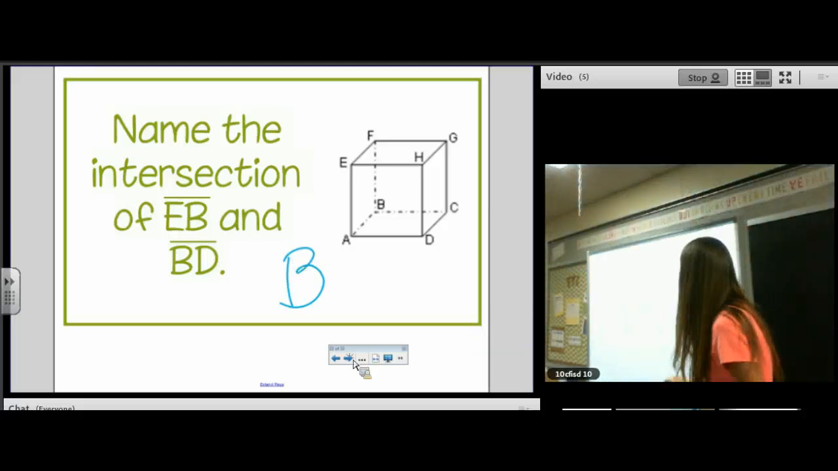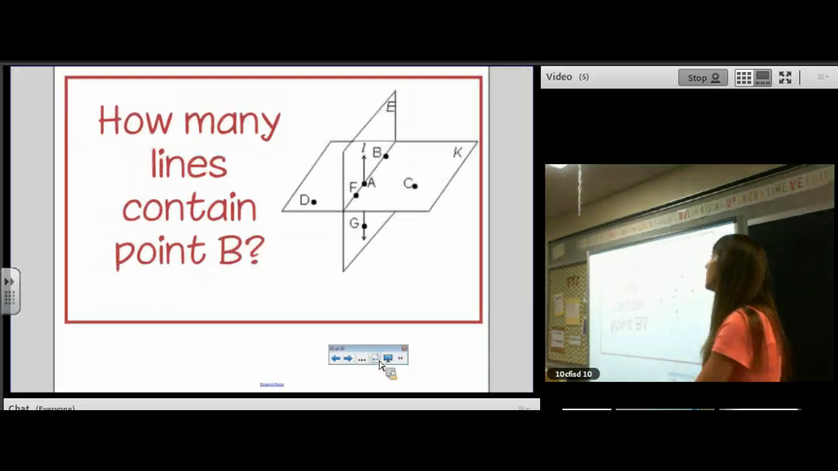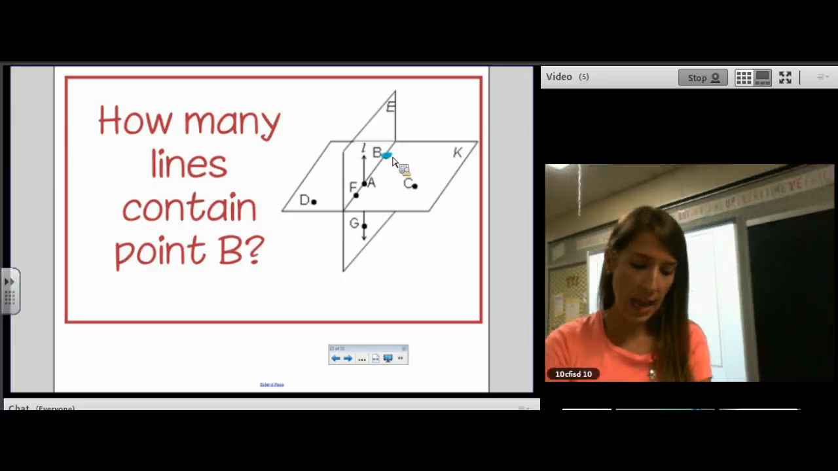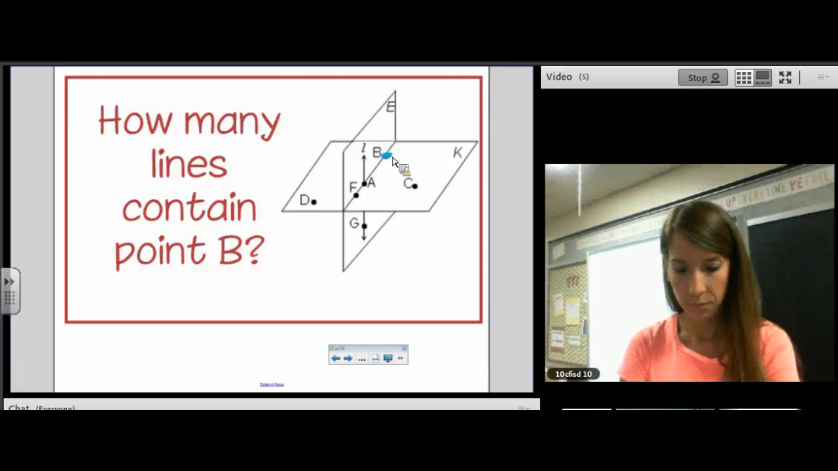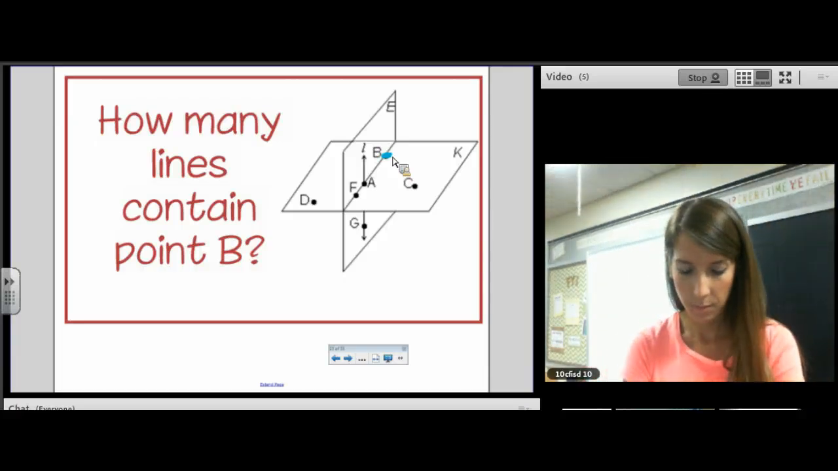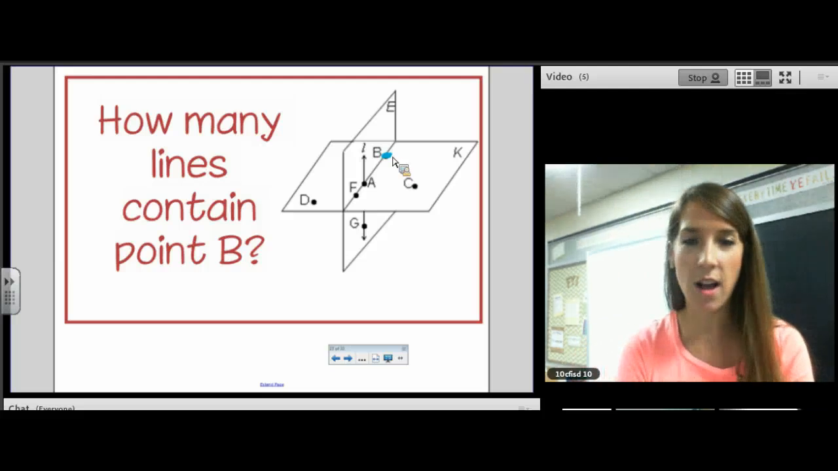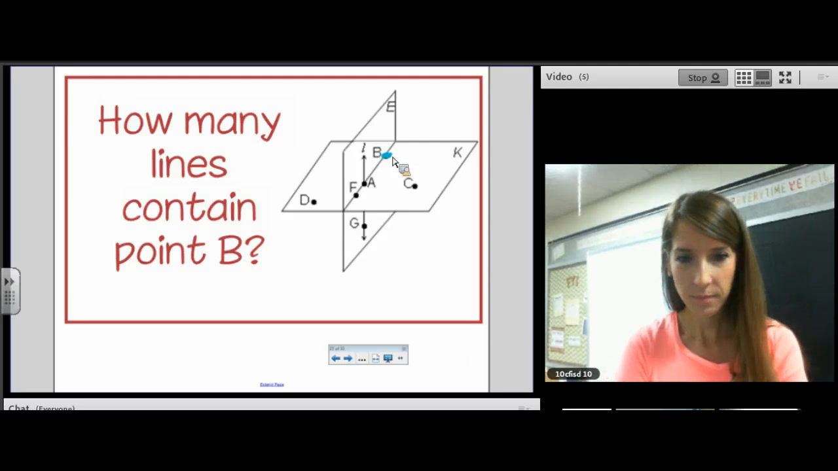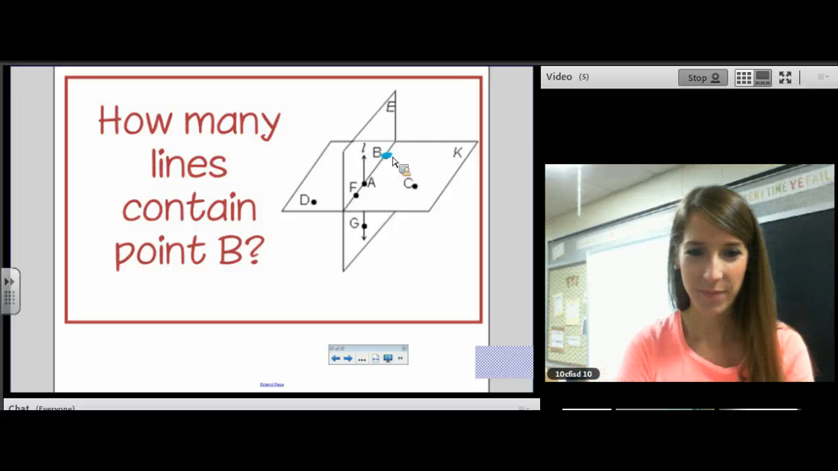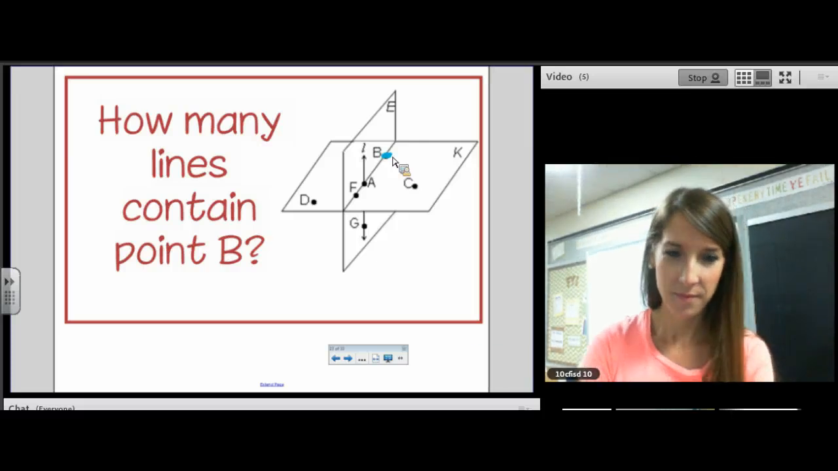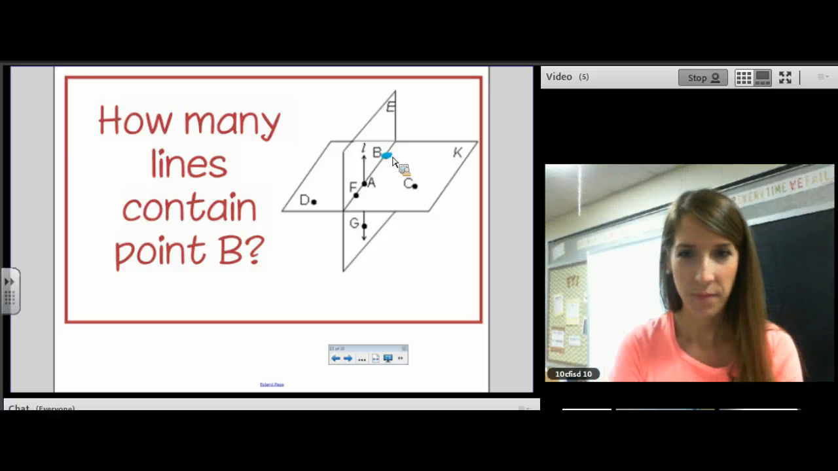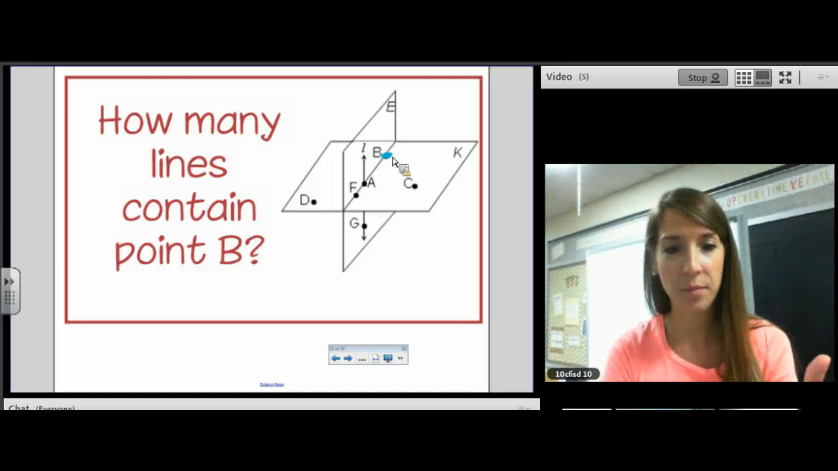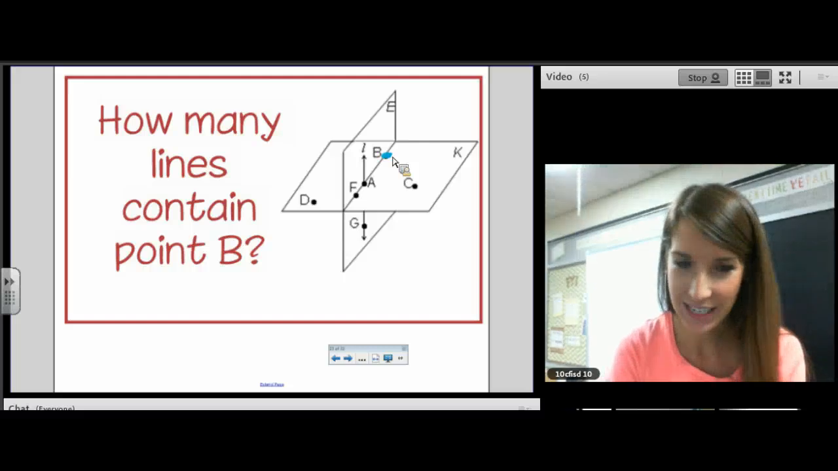Next one. How many lines contain point B? Relena from Aragon. I hope I said it right. Correct me if I didn't. Okay, Relena. What do you think? So that's the catch to this. There's one line that contains point B in my picture, but how many lines exist that contain point B?